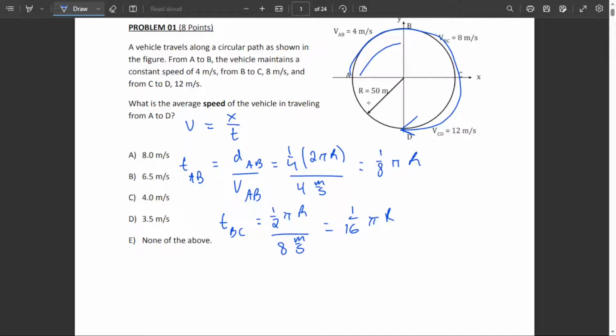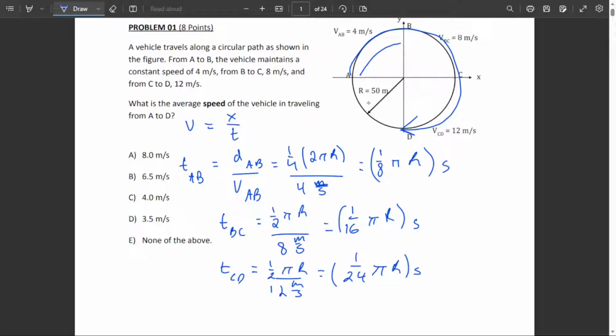And then also another note, these are both in units of seconds. The meters in this r have been canceled out by the meters in the speed, so there are no problems with the units. From C to D, the car travels for 1/24 pi r seconds. So, with these three numbers, that gives us the total time.